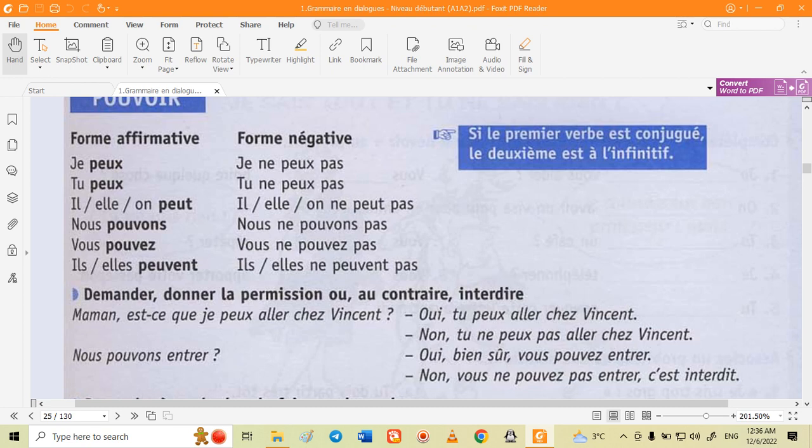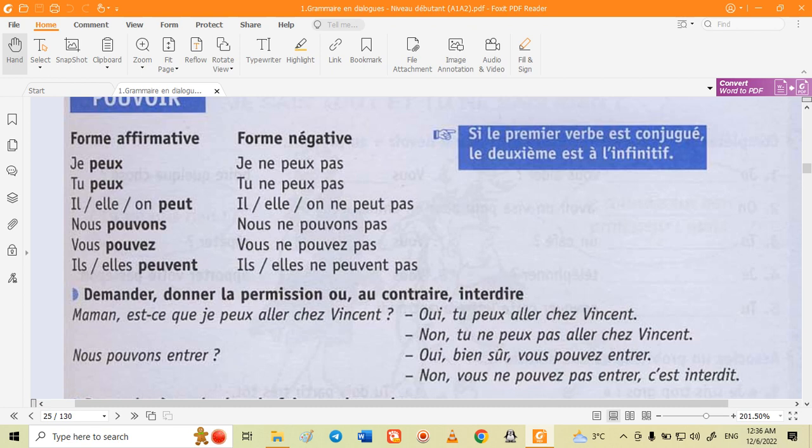Je ne peux pas. You can say je ne peux pas, tu ne peux pas, il ne peut pas, elle ne peut pas, on ne peut pas, nous ne pouvons pas, vous ne pouvez pas, ils ne peuvent pas, elles ne peuvent pas. I cannot, this is the negative form.